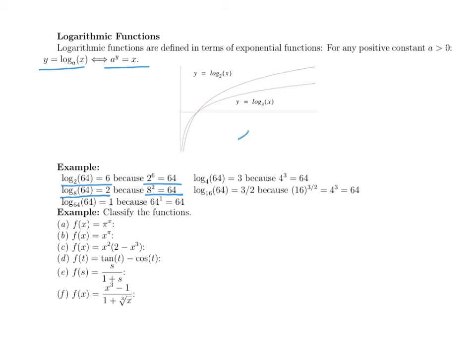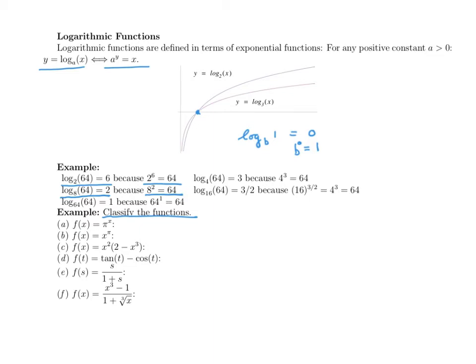Log to the base b of 1 is always equal to 0, because b to the 0 is always equal to 1. So they all meet here at 1. The higher the base, the smaller the function will be for x bigger than 1. Lastly, let's have a look at some functions and see if we can classify them according to our classification.